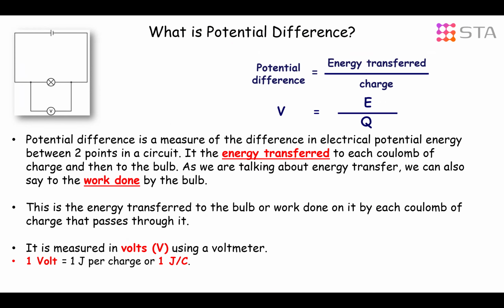So if 1 volt is 1 joule per coulomb, a 6 volt battery will give 6 joules of energy to each coulomb of charge. What about a 12 volt battery? How much energy will that give to each coulomb of charge? It will give 12 joules. Okay, so you can see potential difference at the top. Potential difference is energy transferred divided by charge or number of charges. Okay, so V equals E divided by Q.